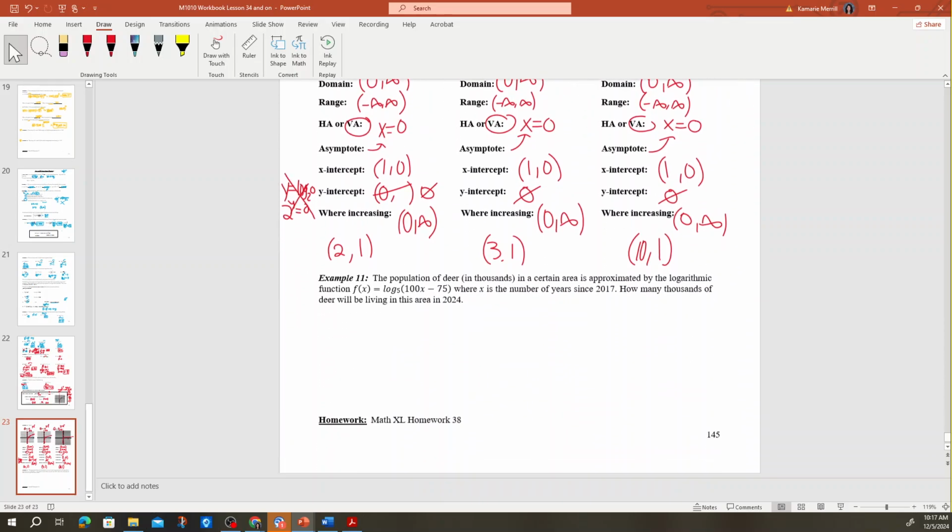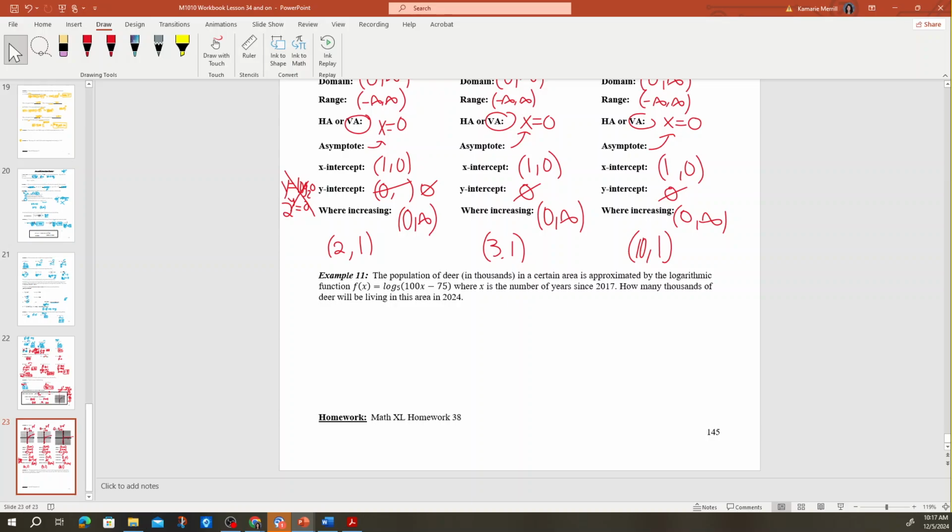The population of deer in thousands in a certain area is approximated by this logarithmic function. So we're able to approximate what's happening. And it makes sense because when you think about animals, you think about population. A lot of times you use exponents to talk about population growth because with animals, they do grow exponentially. Some animals don't live as long, so there are some discrepancies, but they can usually come up with a trend and a best fit.